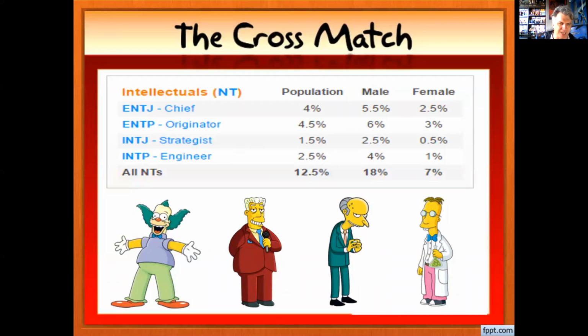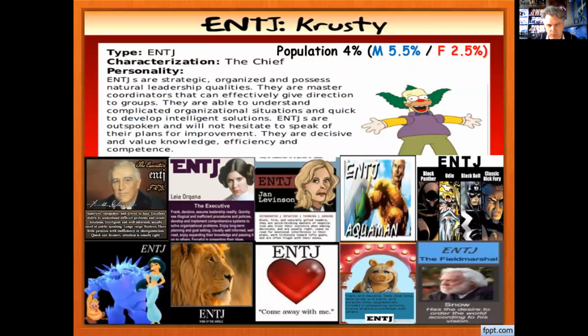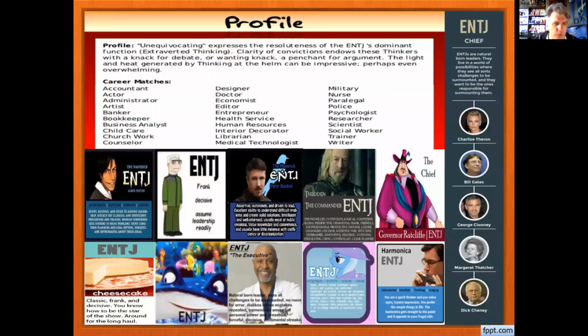Next, when we're taking a look at the third group of folks, you've got your intellectuals. So these are the people with the N and the T's in their four names or four words. Now, again, the extrovert here being the chief, 4% of the population, a little bit more men than women. Outspoken, don't hesitate to speak of their plans for improvement. You see all the sort of characteristics that go there. And again, pause on your particular one if you feel you want to read more. Good career matches for the extroverted executive that falls into those groups.